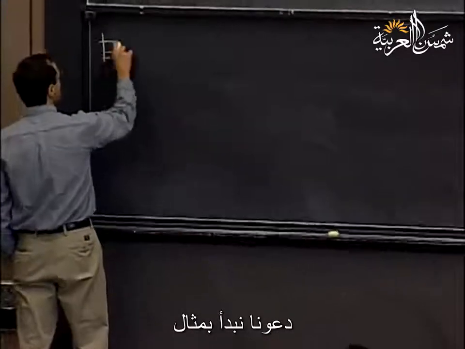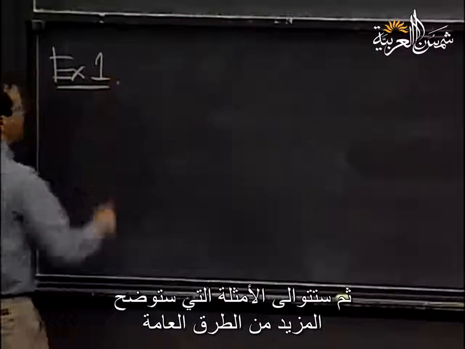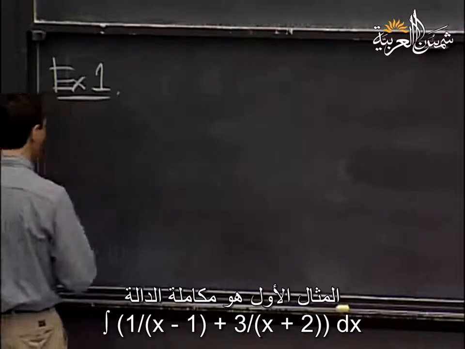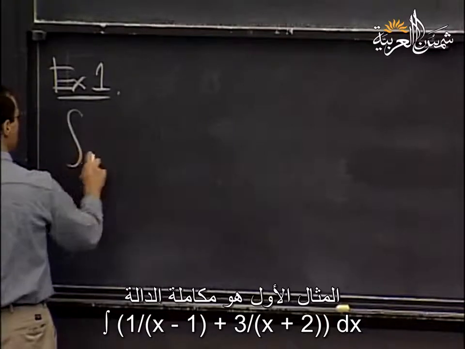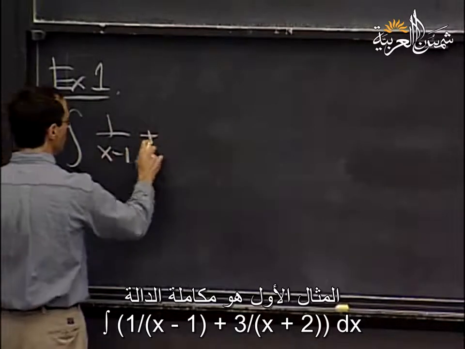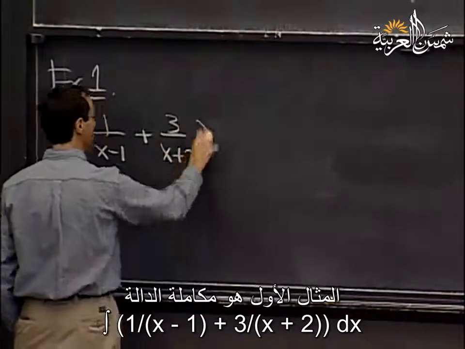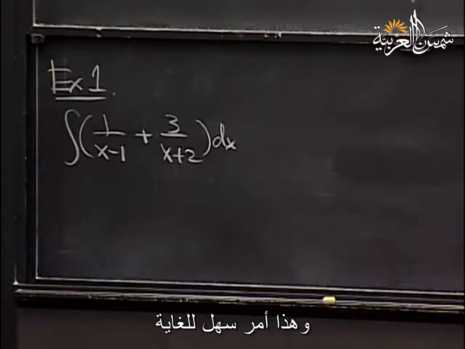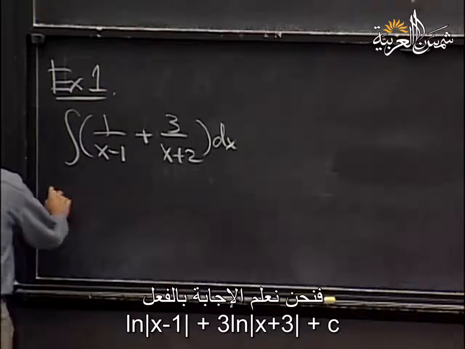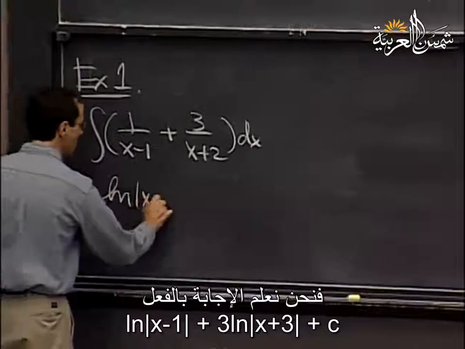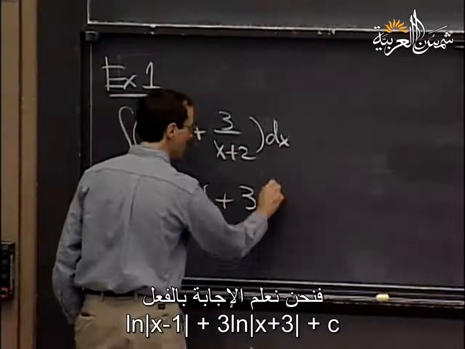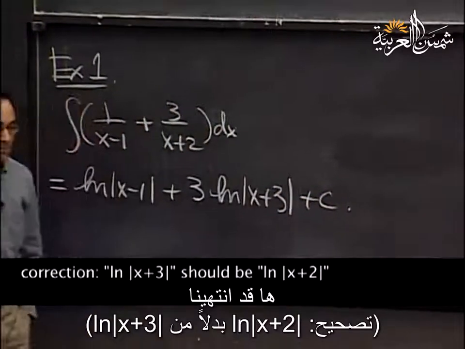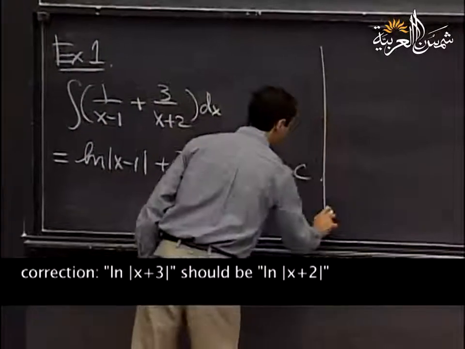I'll start with an example, and all of my examples will be illustrating more general methods. The example is to integrate the function 1 over x minus 1 plus, say, 3 over x plus 2, dx. Now that's easy to do. We already know the answer. It's natural log of x minus 1 plus 3 times natural log of x plus 2 plus a constant. So that's done.